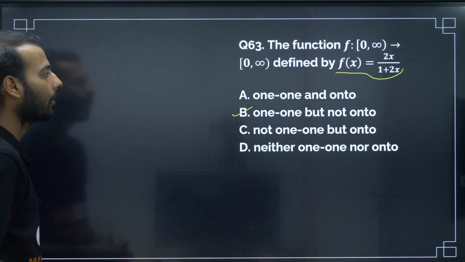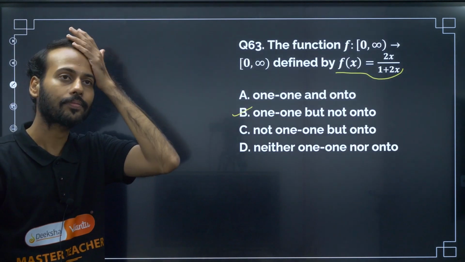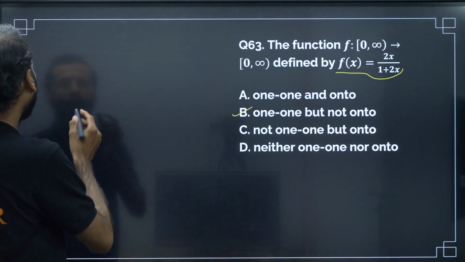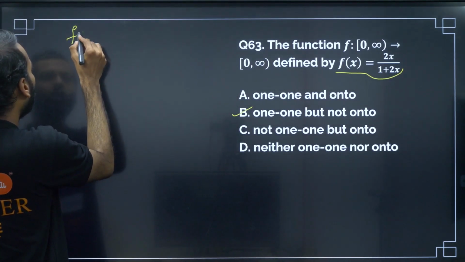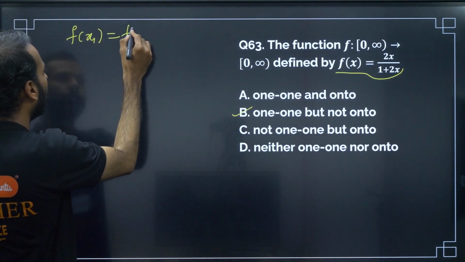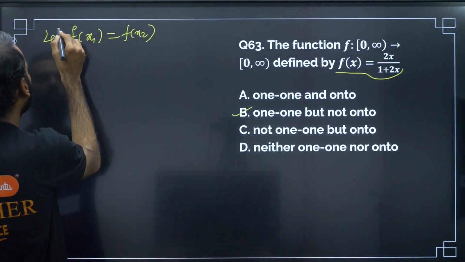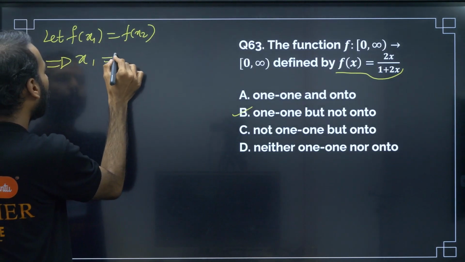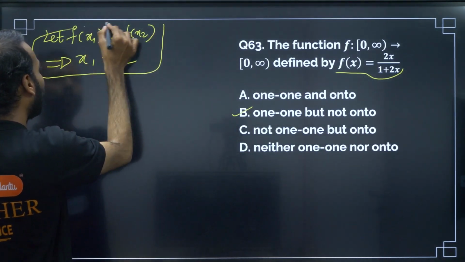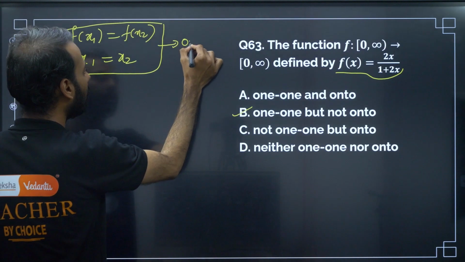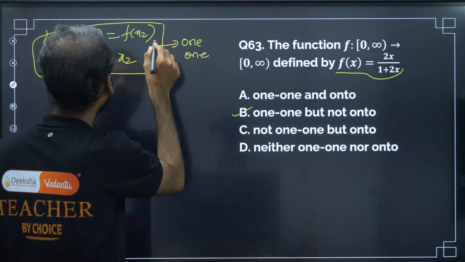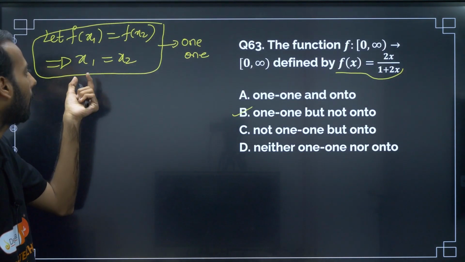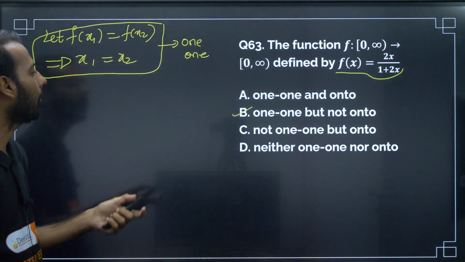So to check whether a given function is 1-1, what is the algorithm? Try to recall the algorithm. Generally we write like this: let f of x1 is equal to f of x2. Then we come to a conclusion that x1 is equal to x2. If this happens, then we say the function is 1-1. This is the algorithm to find whether the function is 1-1 or not. So let us try to apply this to that given function.